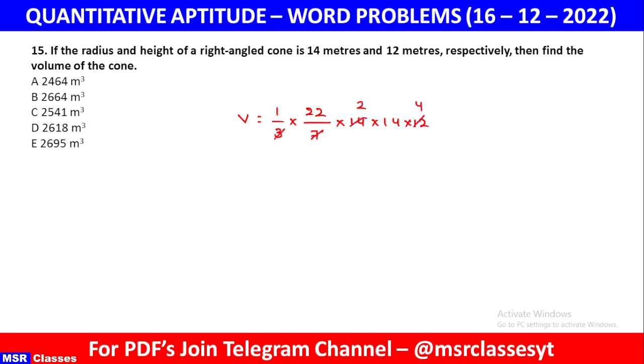7 2 times 3 4 times, done. 4 2 times 8, 8 2 times 16, 16 into 14 into 11, 16 into 14 means 15 square minus 1 square, 15 square 225 minus 1 is 224, 11 times. Option A is the final answer for this question.